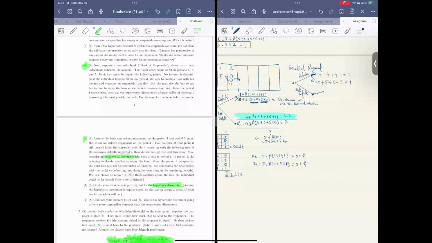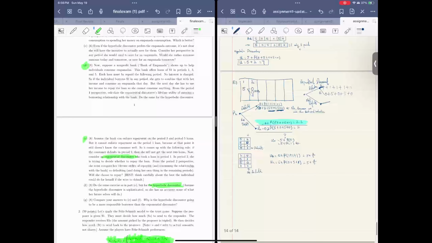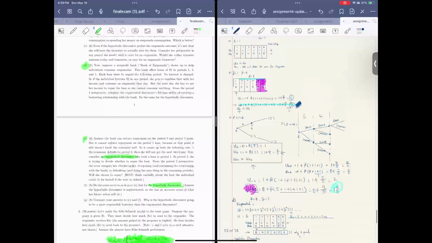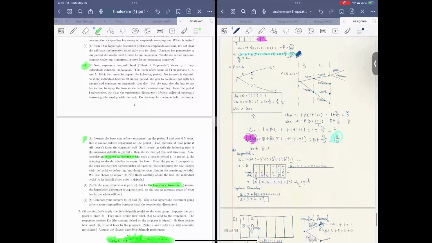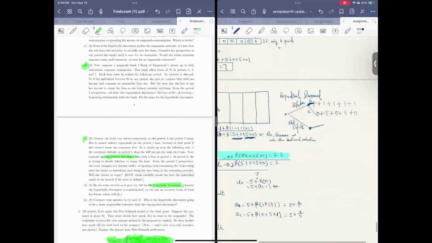Oh, no. No one is giving you money at the last period because you already default. So no one is willing to give you money anymore. So all your consumption is, let me see. So if you're exponential, you prefer to save, right? Okay. So if it's exponential, it will save.